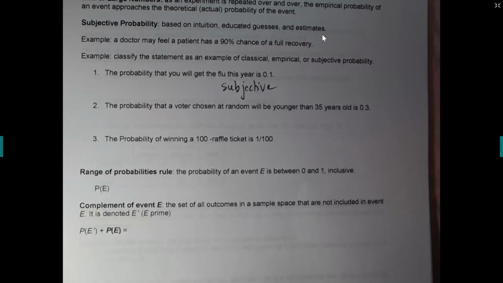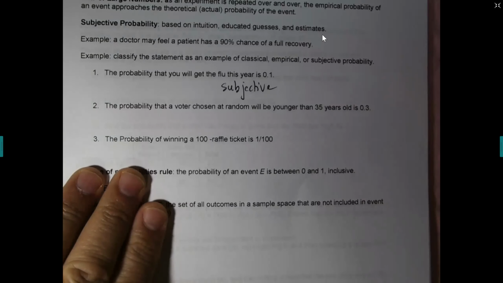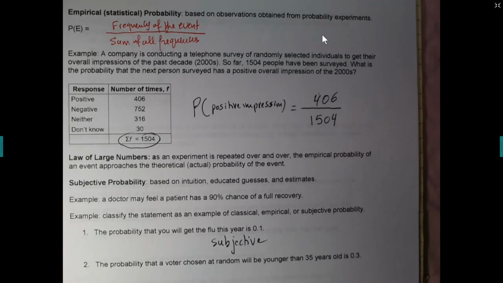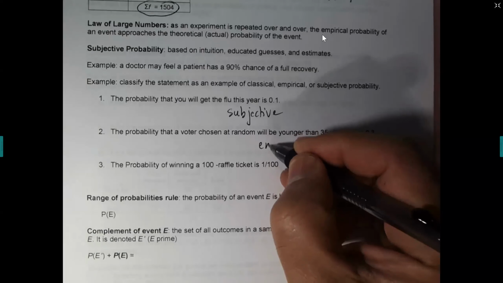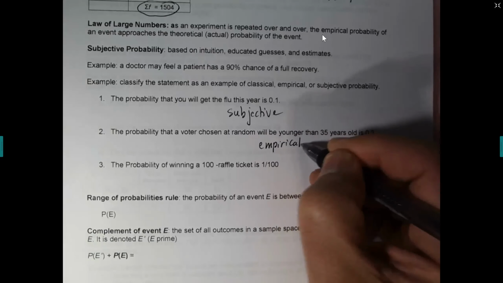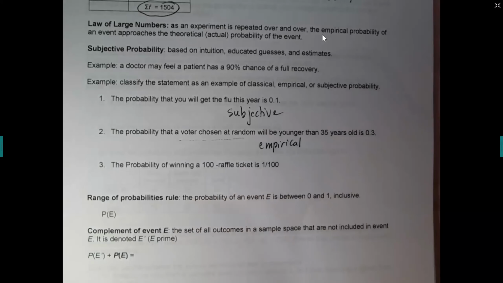The probability that a voter chosen at random will be younger than 35 years is 0.3. What do you think? Is it classical or statistical? How do we keep track of the ages of voters? It's through what? Surveys. We have information just like that in the table. So that will be, guys, a statistical or empirical probability. You see, chosen at random. So we're just doing a survey here.